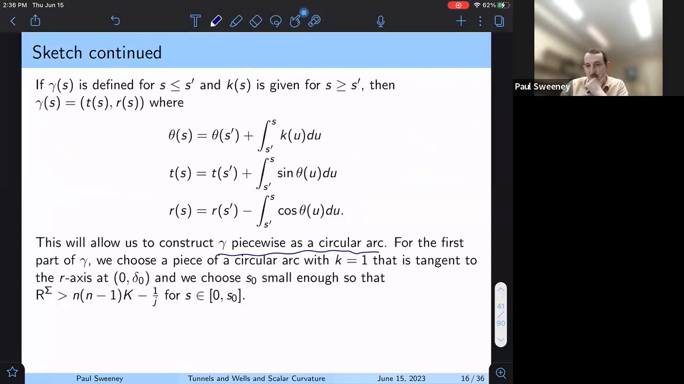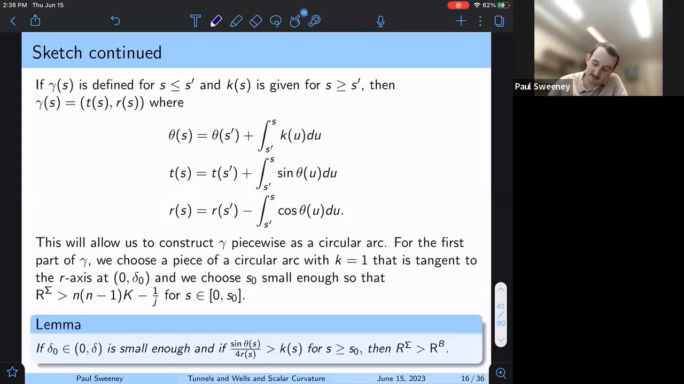We'll construct them as piecewise circular arcs. In the first part, we choose a circle of radius 1, tangent to the R axis at some point delta naught. And then we let that curve go long enough so that we only lose this 1/j that we chose at the beginning.